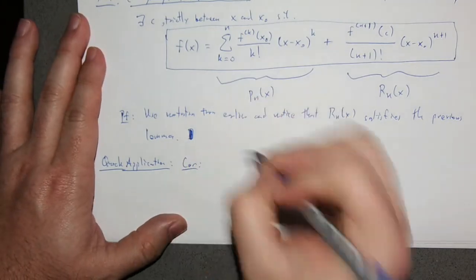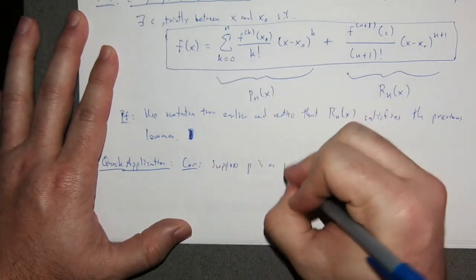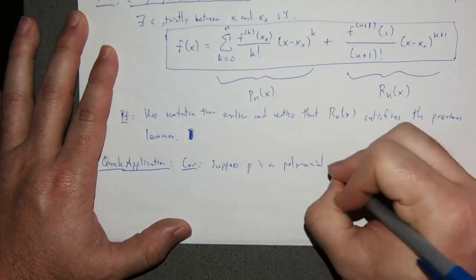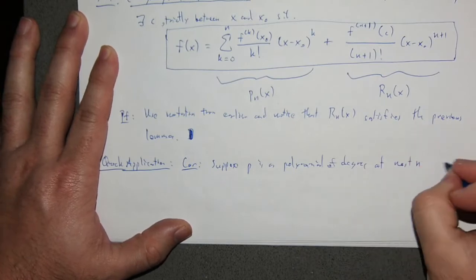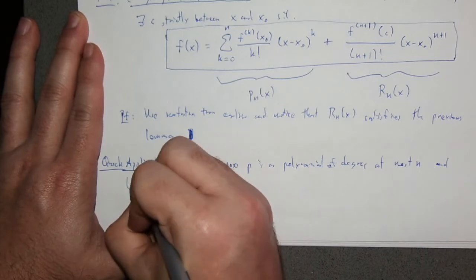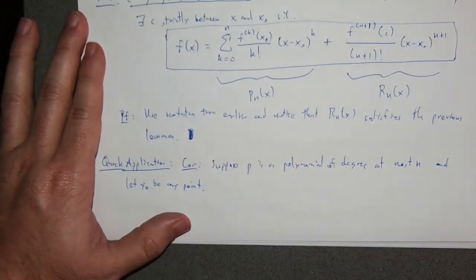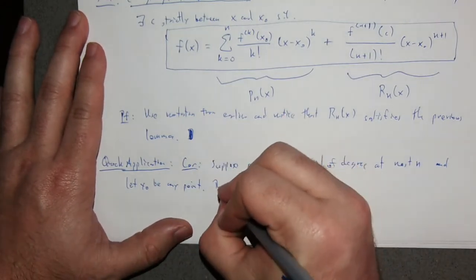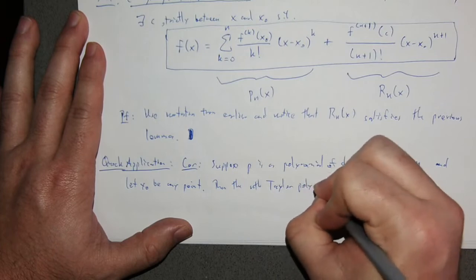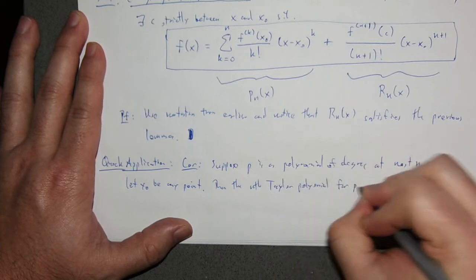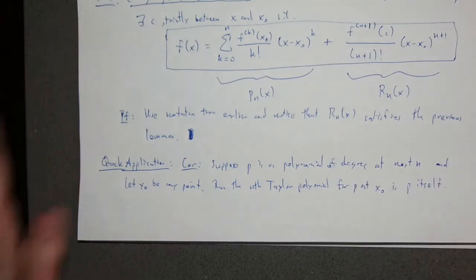This we'll call a corollary. So a corollary of this is, suppose P is a polynomial of degree at most n, and let x naught be any point. It's a polynomial, so x naught can be any point in the reals. Then the nth Taylor polynomial for P at x naught is P itself. So a polynomial is its own Taylor polynomial.